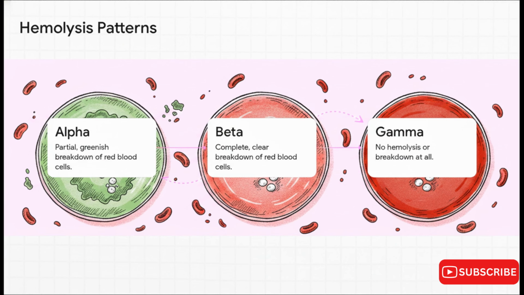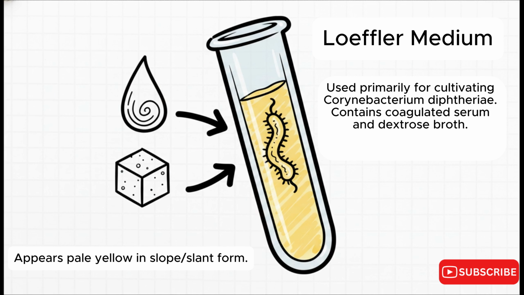Another truly fascinating enriched environment is Loeffler medium. Notice how instead of a flat plate, it's often meticulously crafted into this pale yellow slope, or slant, inside a glass tube. It contains a rich mix of coagulated serum and dextrose broth. This incredibly specific recipe is used mostly to cultivate one particular very serious organism, Corynebacterium diphtheriae.